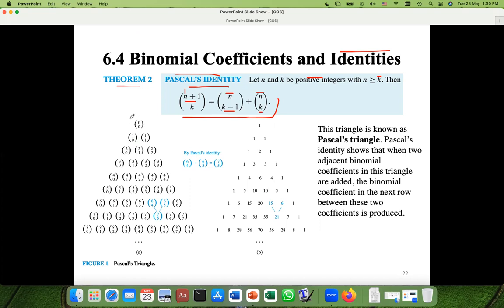So you can take this triangle. This is called Pascal's triangle. You have to memorize it, okay? Or you can start it from 0, 0.